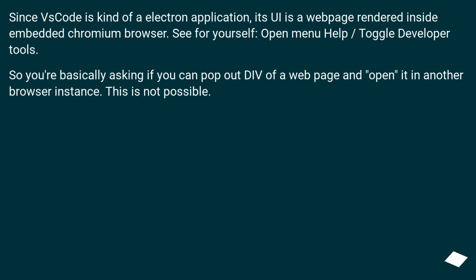Since VSCode is an Electron application, its UI is a web page rendered inside an embedded Chromium browser. See for yourself, open menu Help, Toggle Developer Tools. So you're basically asking if you can pop out a div of a web page and open it in another browser instance. This is not possible.